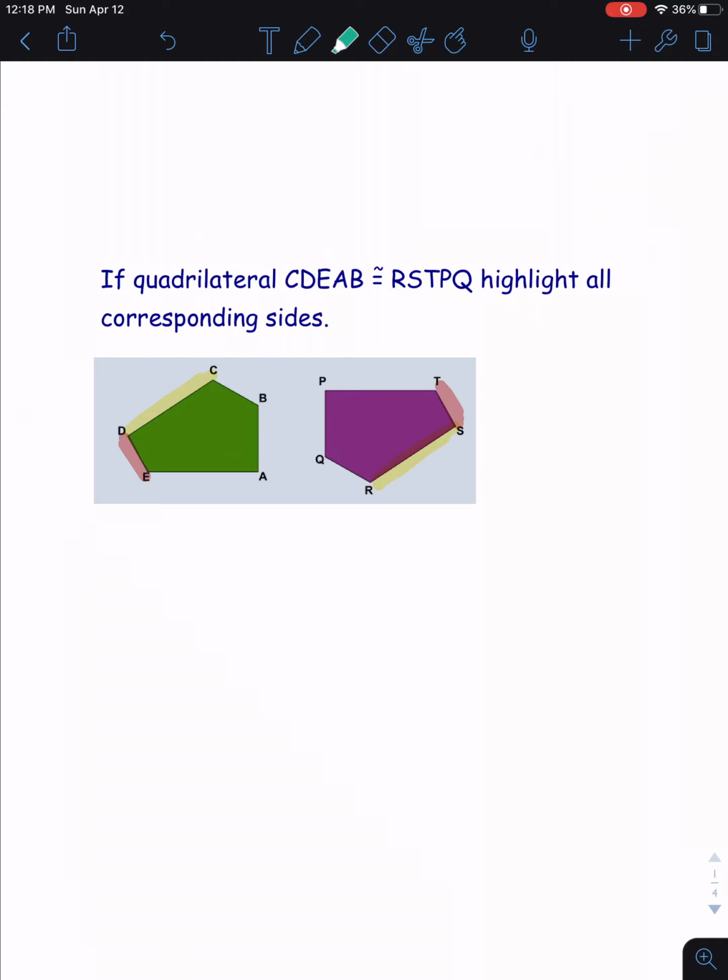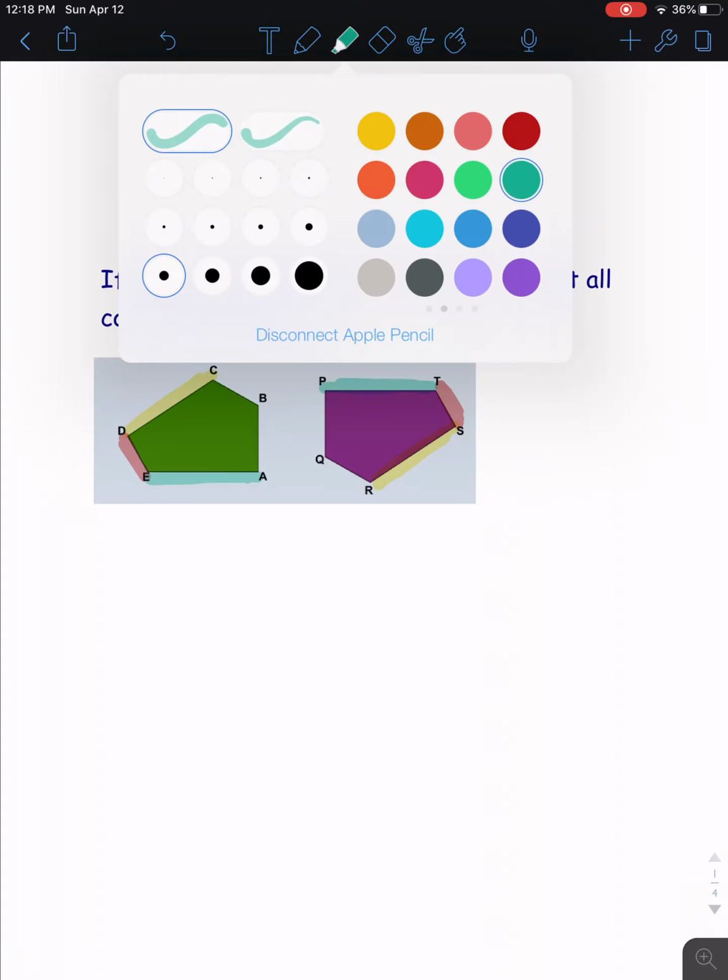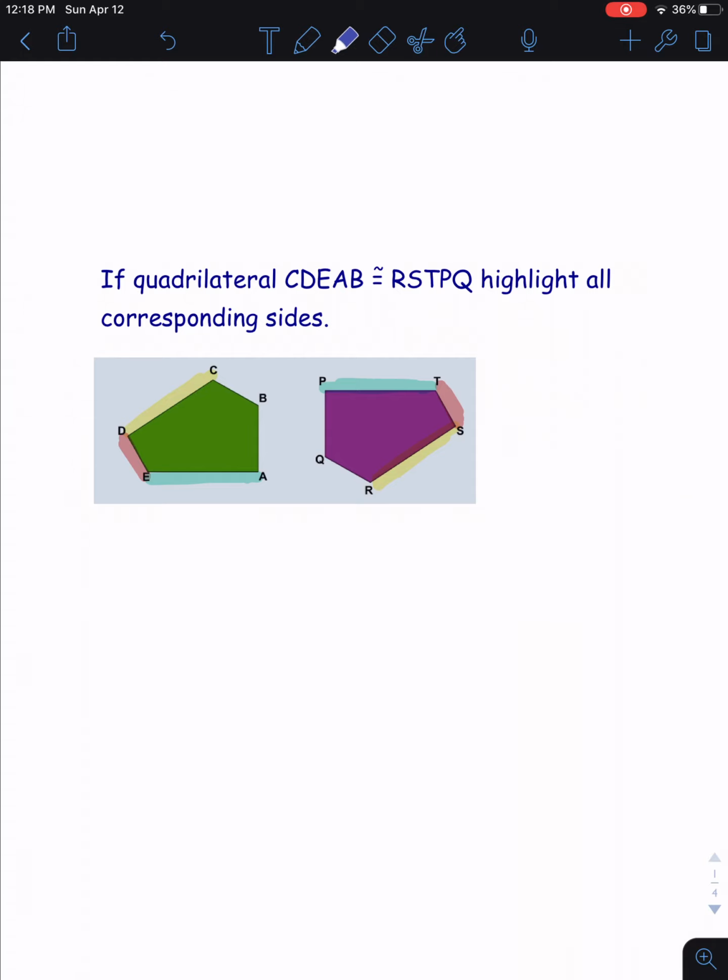Side EA and side TP are both the third and fourth letters, so they are also corresponding and congruent. Side AB and PQ are both the last two letters in that congruent statement, so they are corresponding and congruent, meaning that they're going to be the same length in measurement. And now lastly, I have just one side left, but I do want to make sure, so let's make sure that it matches up with my congruent statement. So side CB are the first and last letters, and so are RQ. So they are corresponding and congruent, the same measurements.